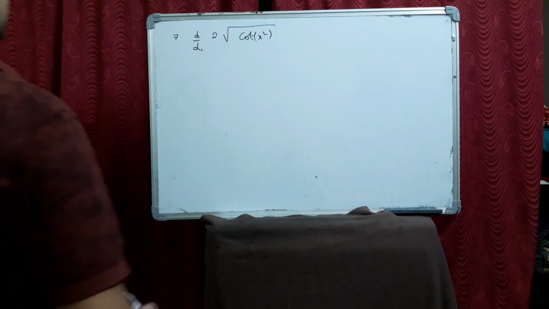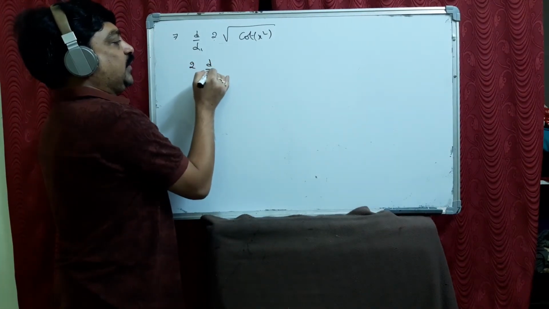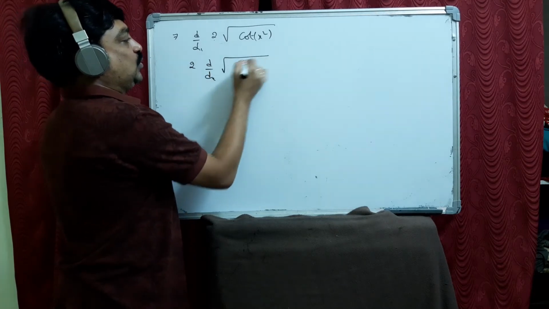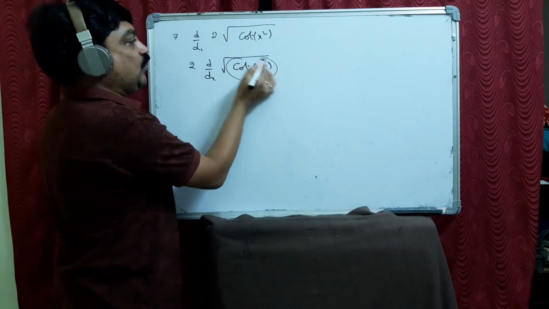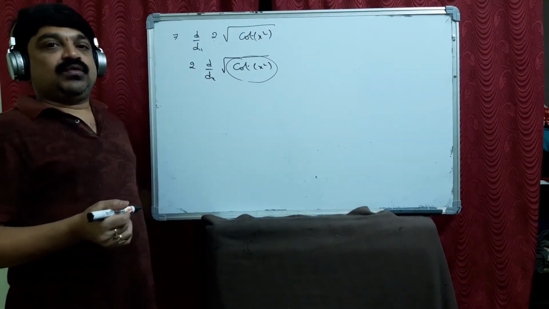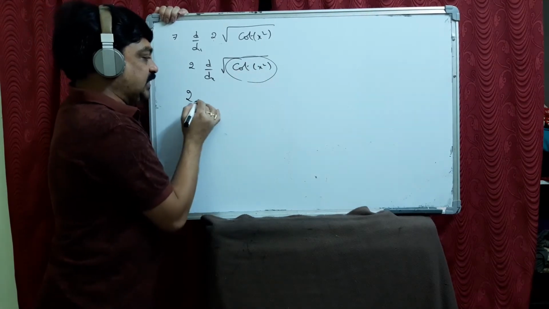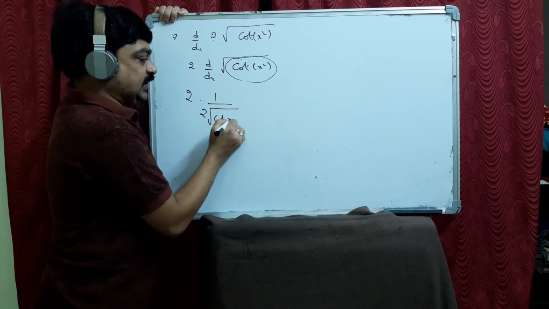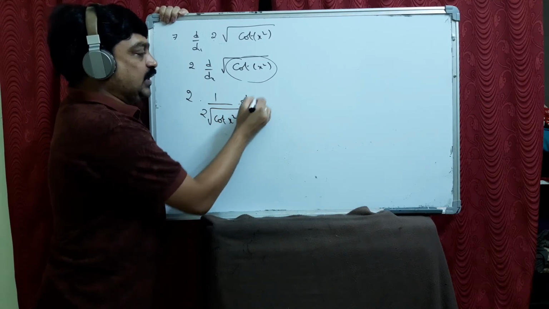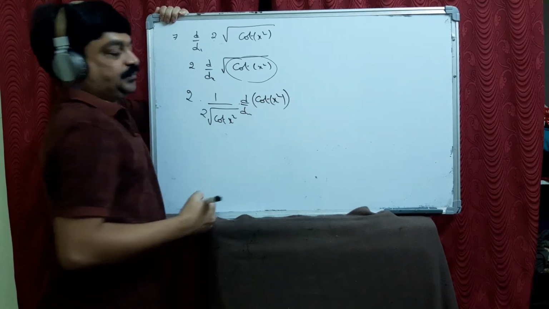See the seventh question, d by dx of 2 root cot x square. So 2 is a constant, let us write outside. D by dx, so we take root of cot x square. We don't know such a formula, but we know the derivative of root x. Derivative of root x is 1 by 2 root x. So I assume the inside value as x. It will be 1 by 2 root x, where x is this, into d by dx of the thing which we assume as x. We assume cot x square as x.